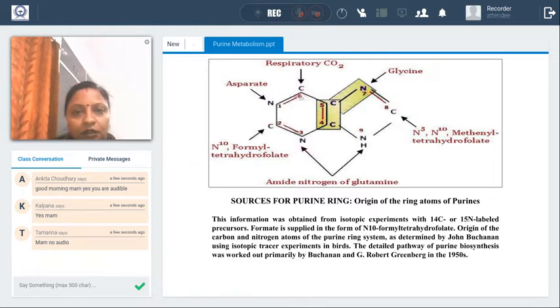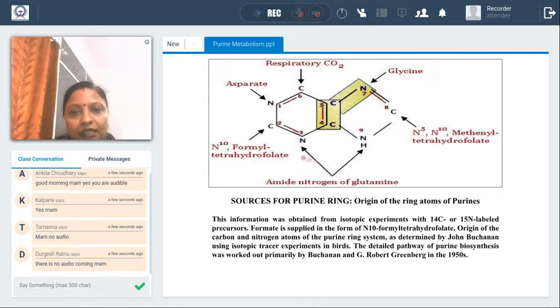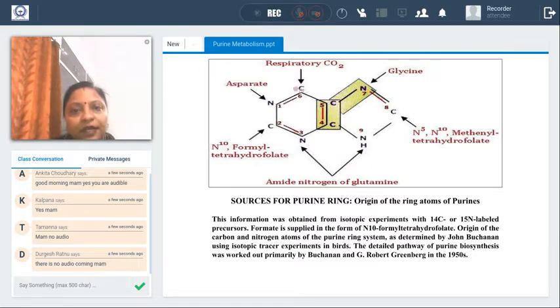See here, this N1 comes from aspartate amino acid, and C5 and C4 come from glycine amino acids. Likewise, C8 and C2 come from N10 formyl tetrahydrofolate, and amide nitrogen of glutamine gives N3 and N9 nitrogen to purine ring. Lastly, respiratory CO2 gives carbon number 6 to the purine ring.